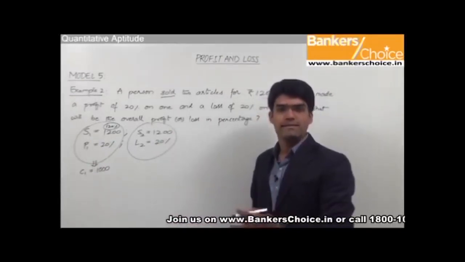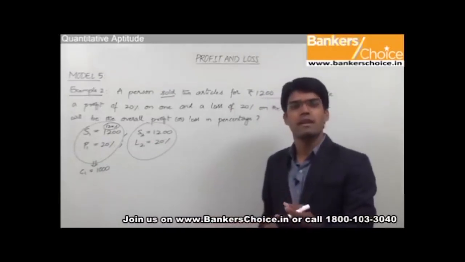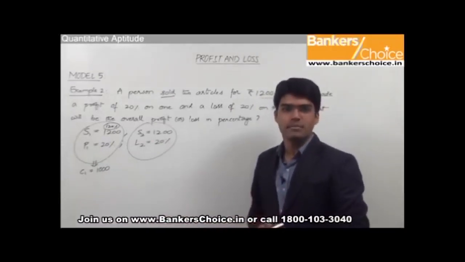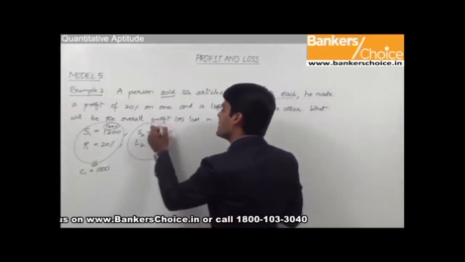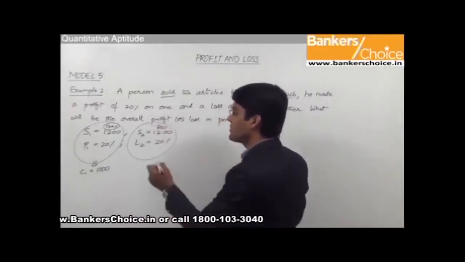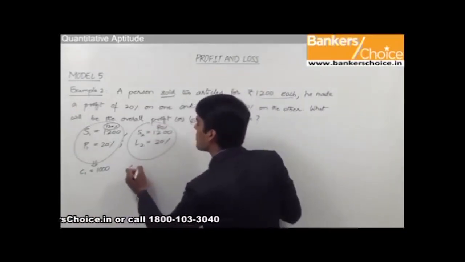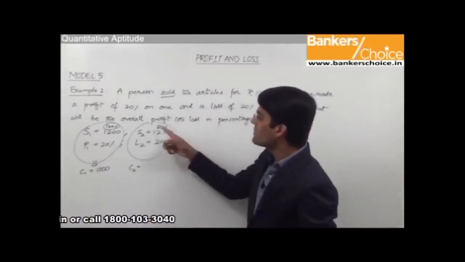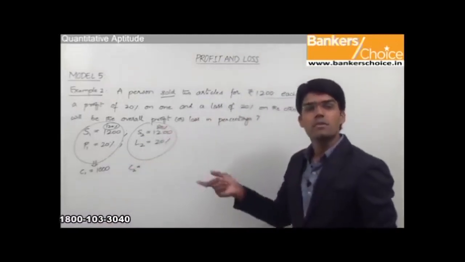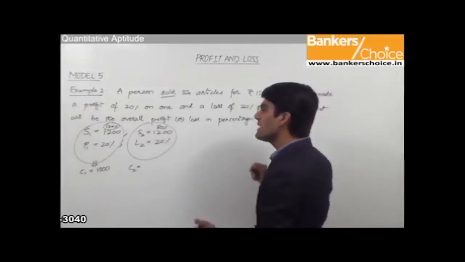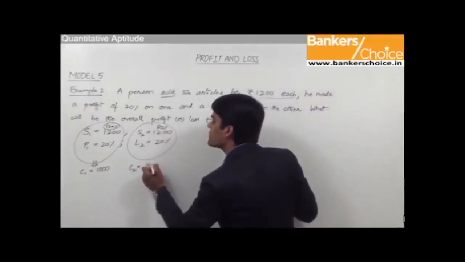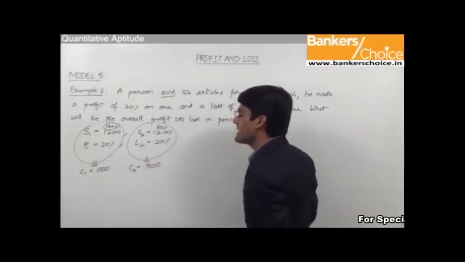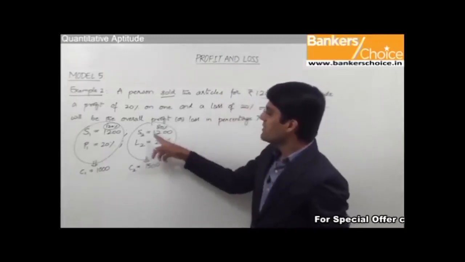Now we understand that if the loss is 20%, selling price should be 100 minus 20, that is 80%. So this 1200 is equivalent to 80% and we are supposed to find out the cost price, which is always 100%. So if 80% is 1200, 100% should be what? By cross multiplication, we will get the value as 1500. So we can say that the cost price of the second article must be 1500 based on the given selling price and the loss.